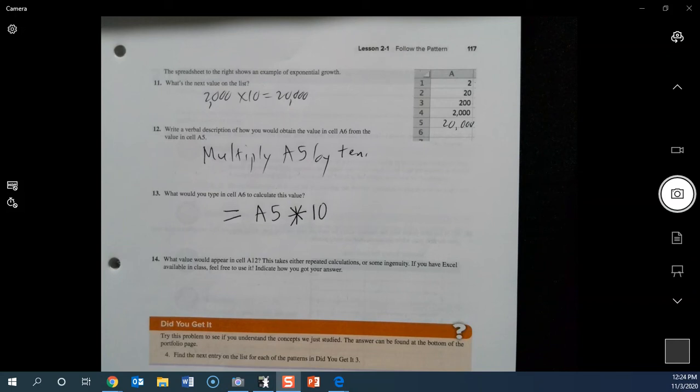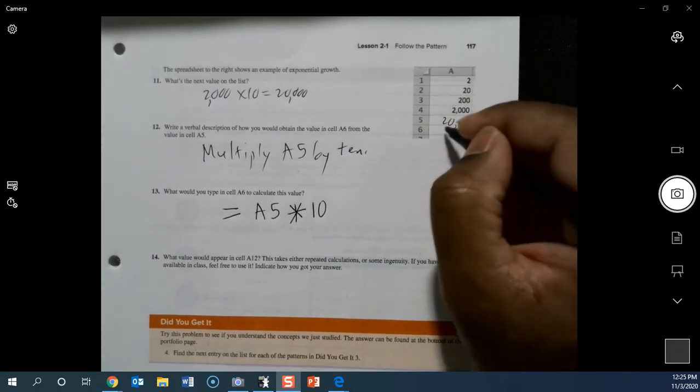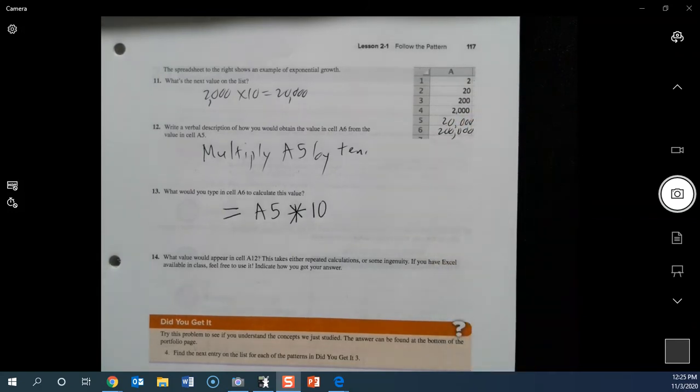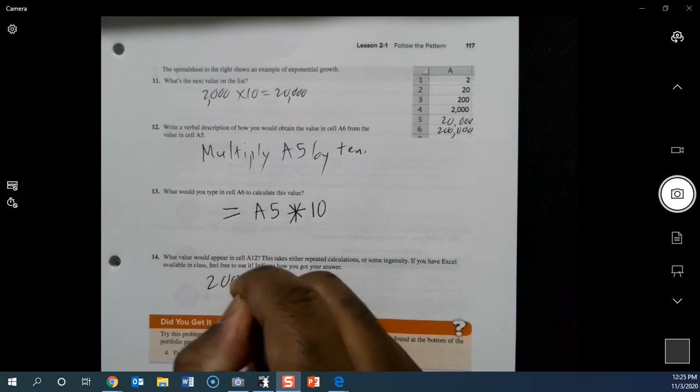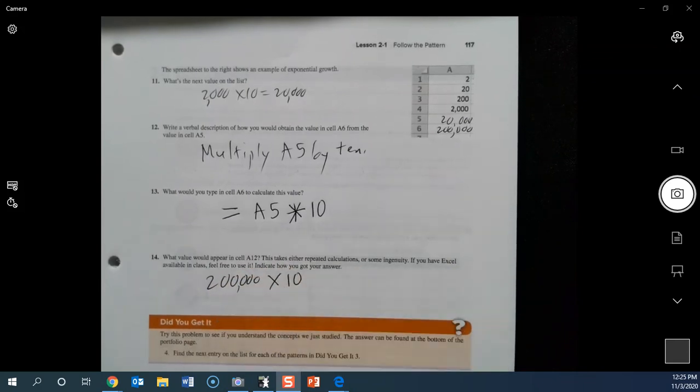All right, it says, what value would appear in cell A12? This takes either repeated calculations or some ingenuity. If you have Excel available in class, feel free to use it. Indicate how you got your answer. Okay, listen. We could go here to A6 because we know we'll multiply this by another 10. So that'll be 200,000. And then times, we know it's going to be times 10. But remember, with repeated multiplication, that's where we come with the exponents.